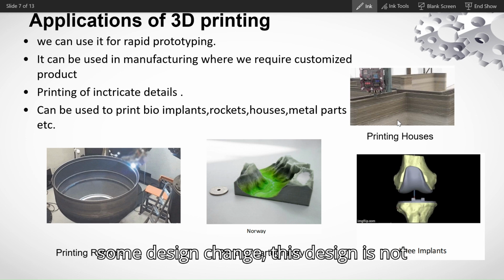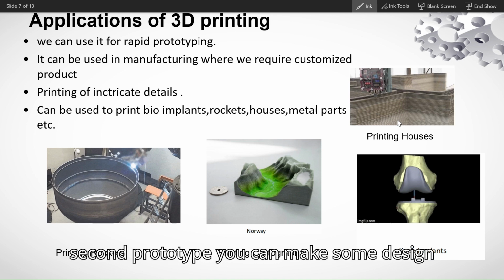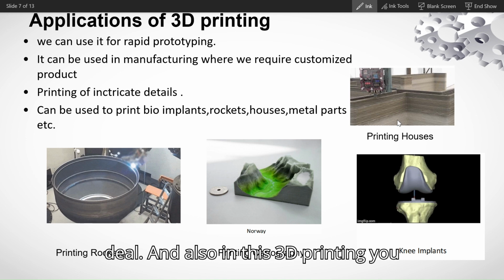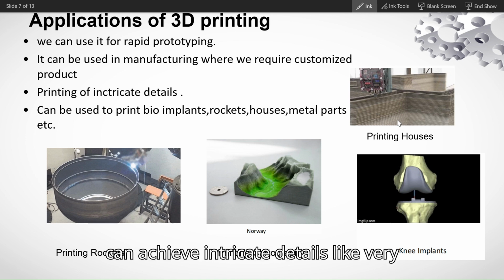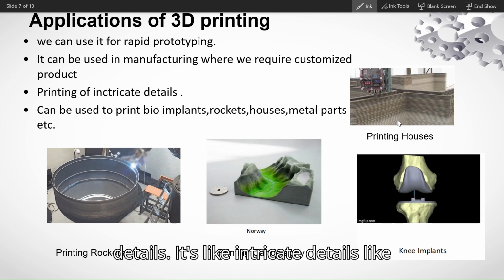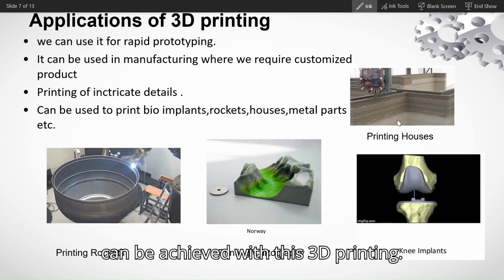Suppose you want some design change, this design is not working in your first prototype, and for the second prototype you can make some design change, just give it for printing. That's not a big deal. And also in this 3D printing you can achieve intricate details, like very small scale details, small features can be achieved with 3D printing.